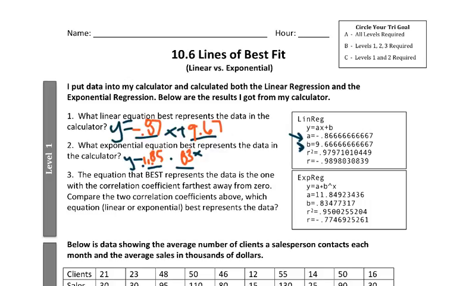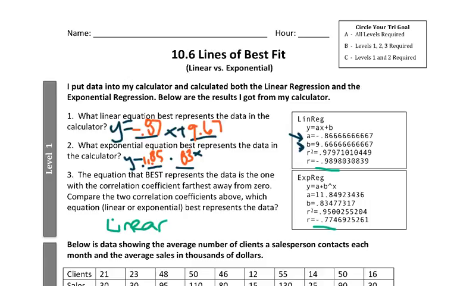Then question 3 says the equation that best represents the data is the one with the correlation coefficient farthest away from 0. So in other words, that's going to be the one closest to either positive 1 or negative 1. So we need to compare the correlation coefficients. The linear correlation coefficient is negative 0.99 if we round it. The exponential one is negative 0.77. So the one that is farthest away from 0, closest to either negative or positive 1, is going to be the linear one. So the linear equation would best represent the data that we were given and put into our calculators.